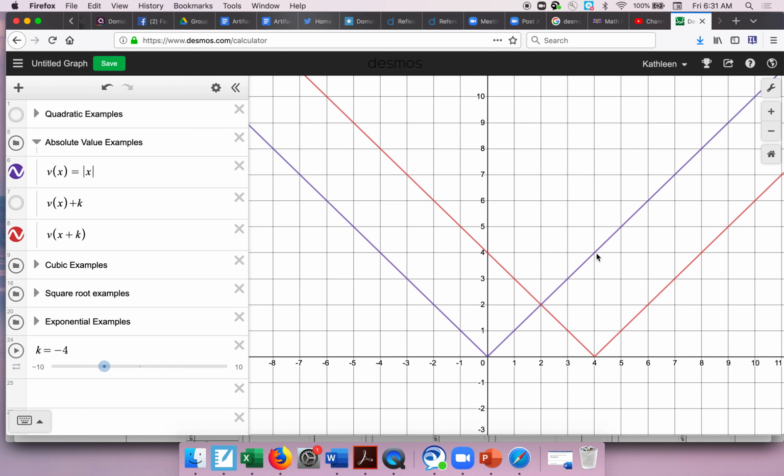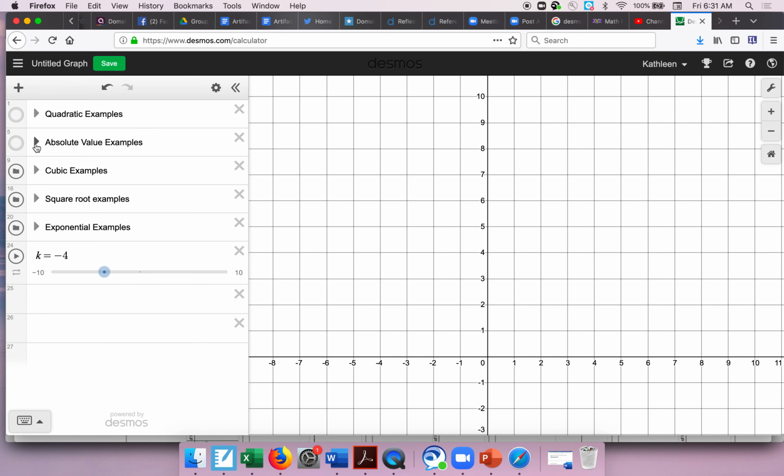No, this point right here moved to the right 4. This point was here. It moved to the right 4. So that's how it works with the absolute value family. Okay, so let's look at some other families.